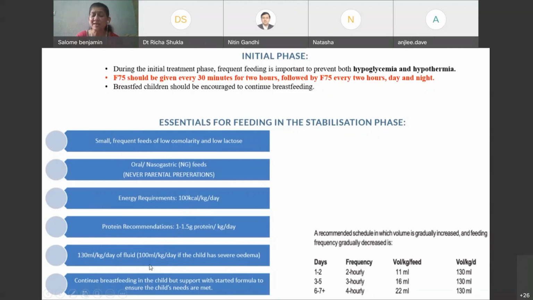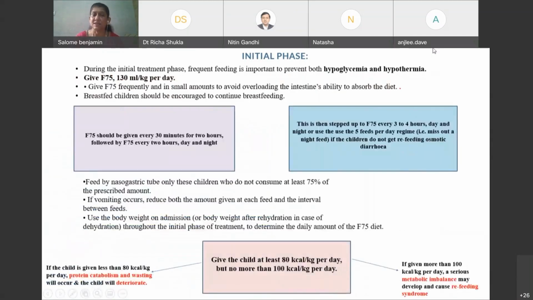One important counseling for a nutritionist is you must encourage breastfeeding continuously till the child is 2 years or even older. If the mother is having milk, improve her nutritional status and allow skin to skin contact between mother and child. Even if there is no milk coming, the child should be put to the mother's breast. So in the initial phase we saw F75 130 ml per kg. These are commercially also available. As I told you, we can also prepare.